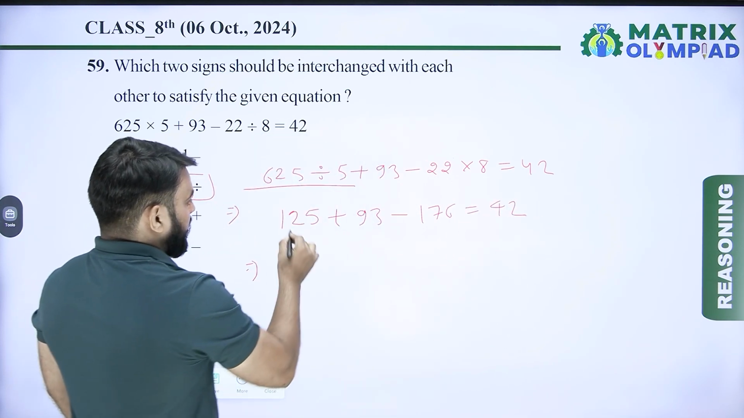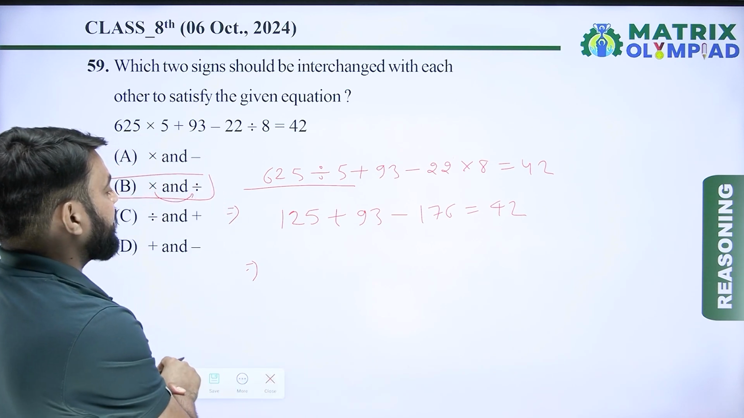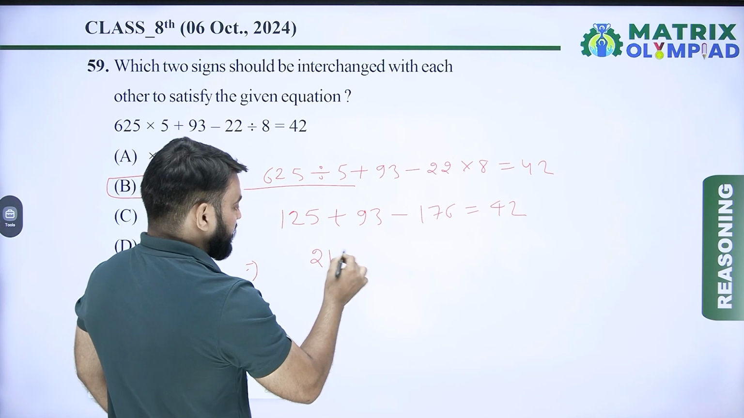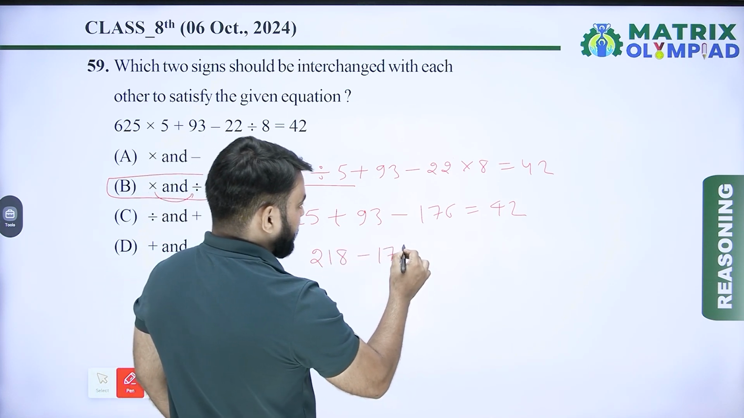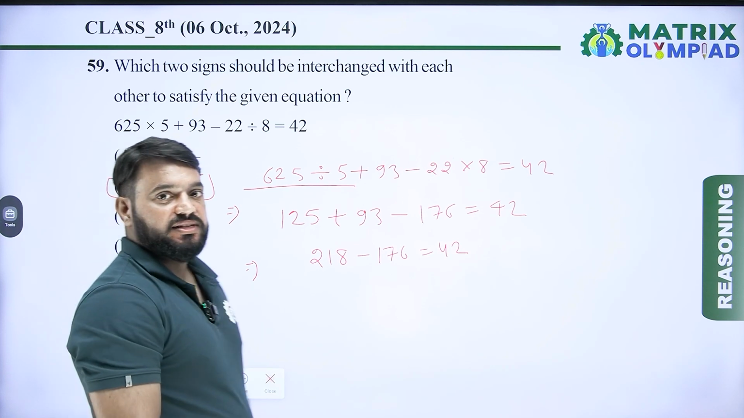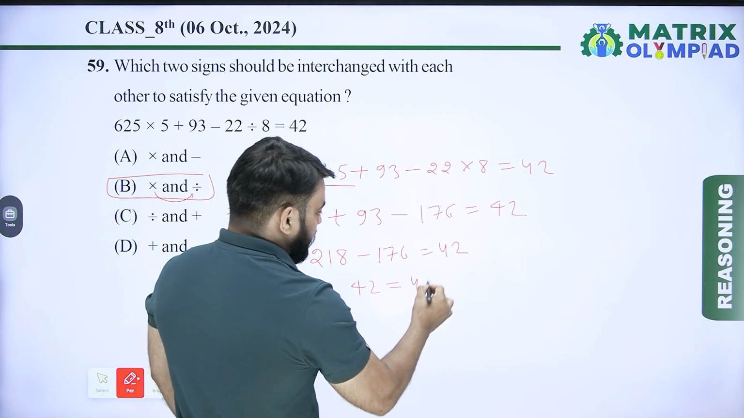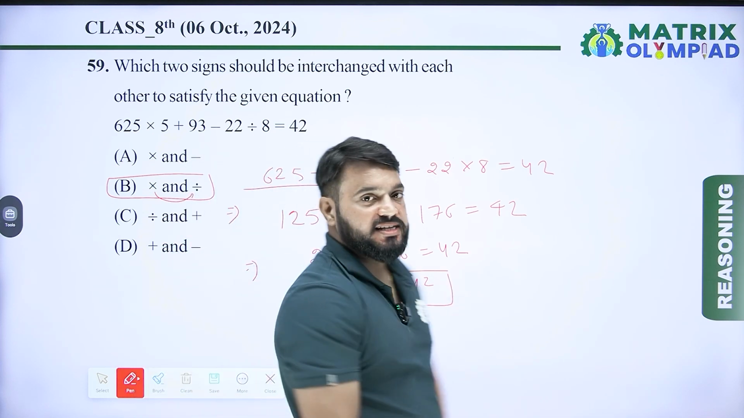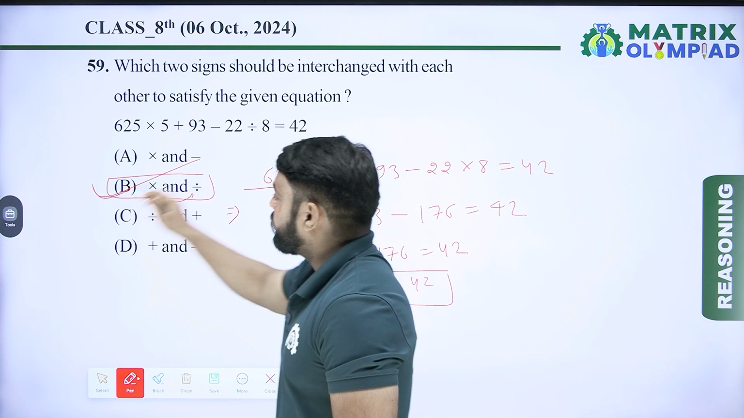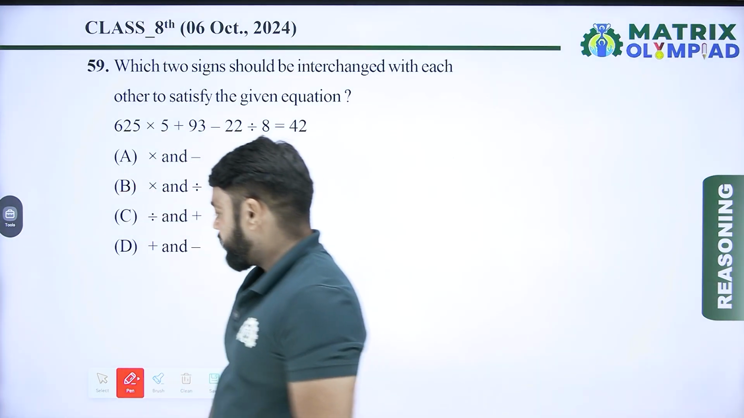So now here, 125 plus 93 is 218, minus 176 is equal to 42. 218 minus 176 is 42, so 42 is equal to 42. Yes, 42 always equals 42. So here option B is the correct option for the given question. So let's move to the next question.